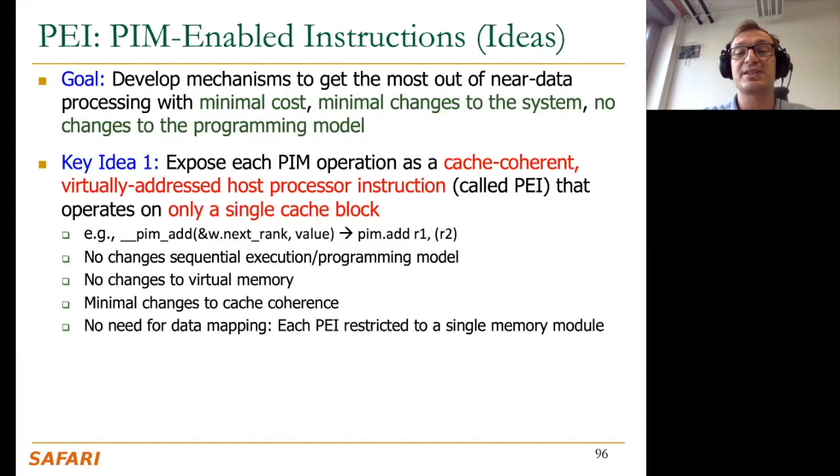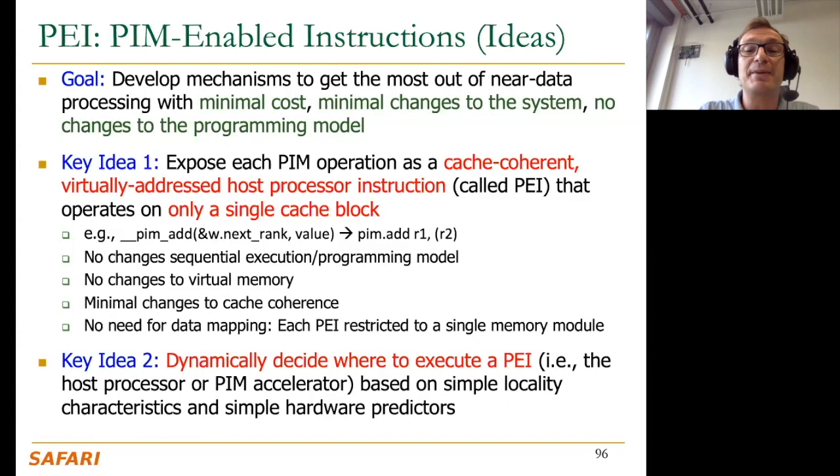And the second key idea in this work is to dynamically decide where to execute a PIM-enabled instruction. This dynamic decision is made by the processor, and the processor decides whether to execute the instruction inside its execution units or near data, in the logic layer of 3D-stacked memory, for example, or somewhere else, right?